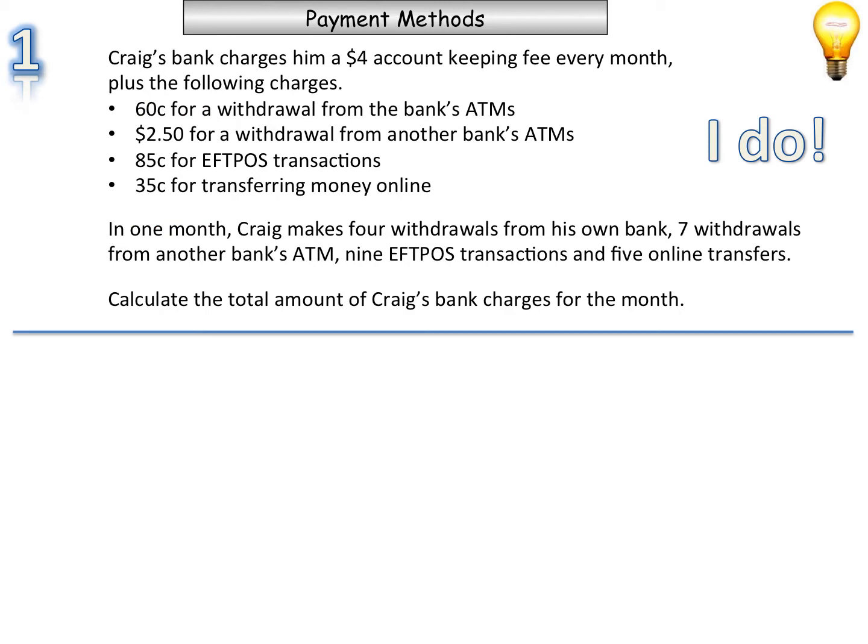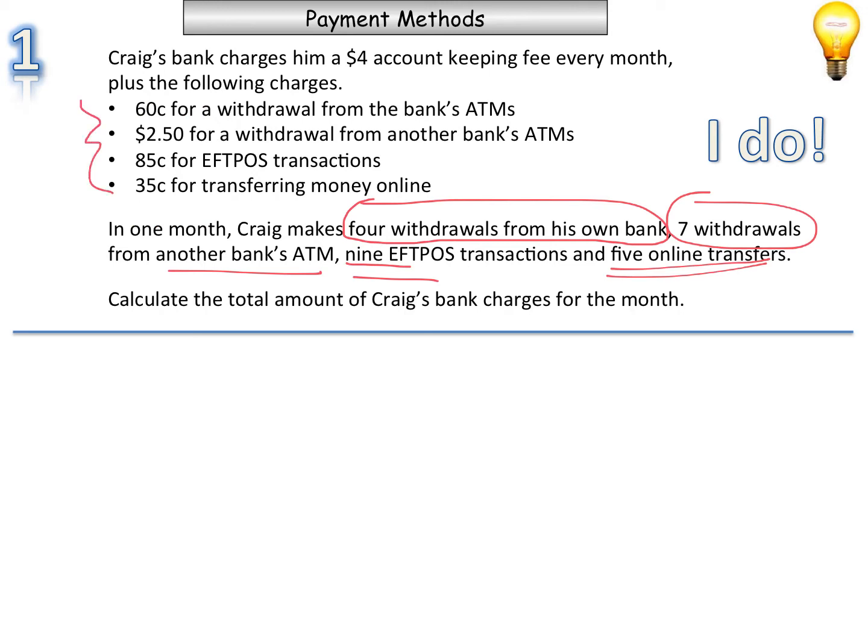Now these are the conditions. We've got 4 withdrawals from his own bank, 7 withdrawals from another bank, 9 FPOS transactions, and 5 online transfers. So just by looking at your conditions and working that out, you then have to calculate the total, so you have to add it all up.